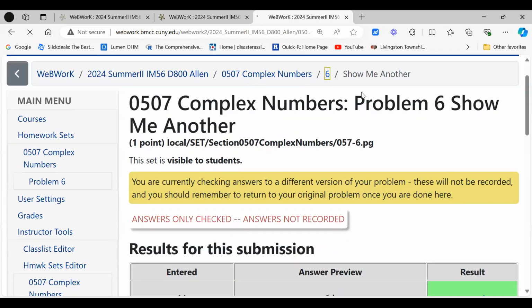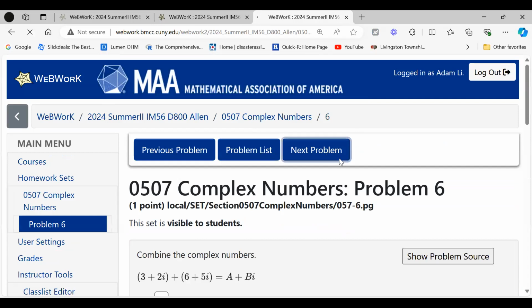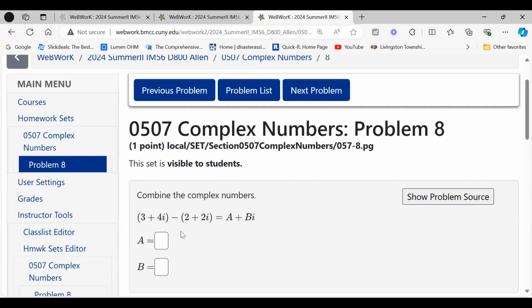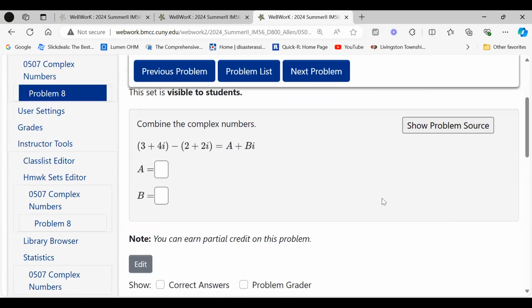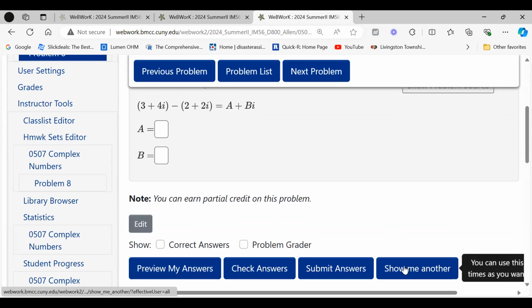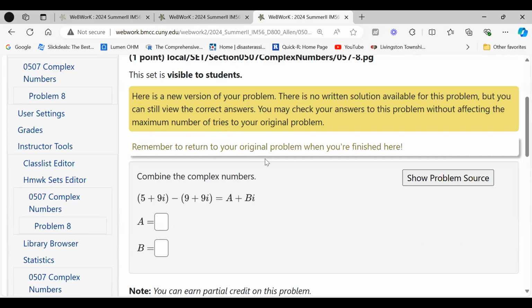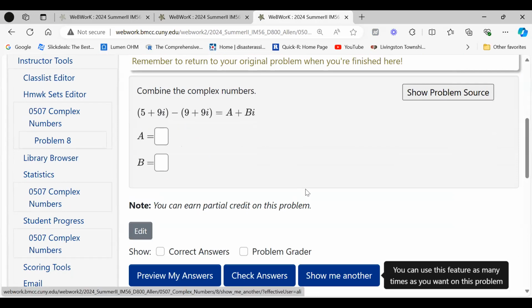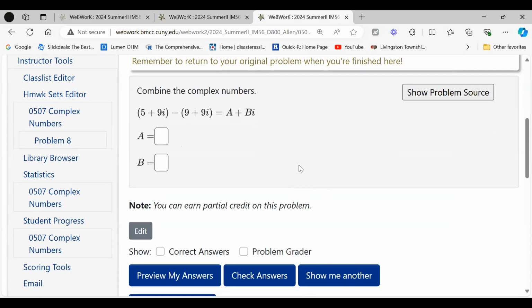Yeah, let's look at question 7. And still addition, so we're gonna skip it. We're gonna look at this subtraction one. This one is a subtraction. Yeah, this is actually kind of interesting. So let's look at this one.